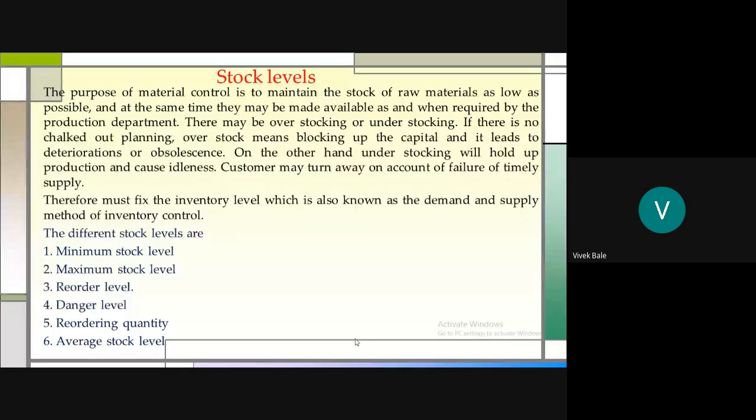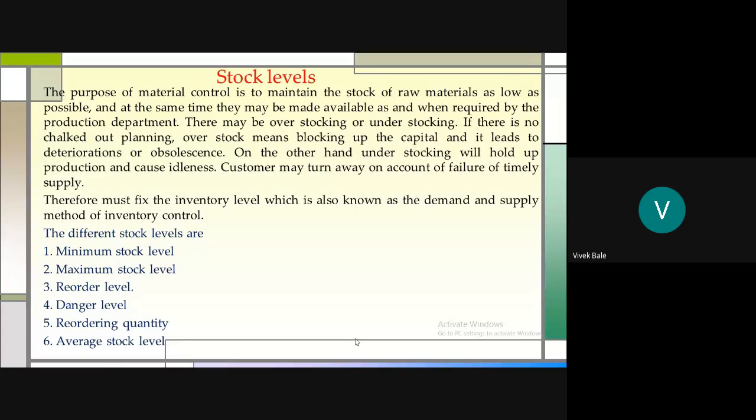So this level is known as a reorder level. Danger level means this is the minimum level of stock. It is the level below which you will be in danger, because if you are not able to get timely supply, then your production may get stopped. So therefore this level should be considered a danger level.